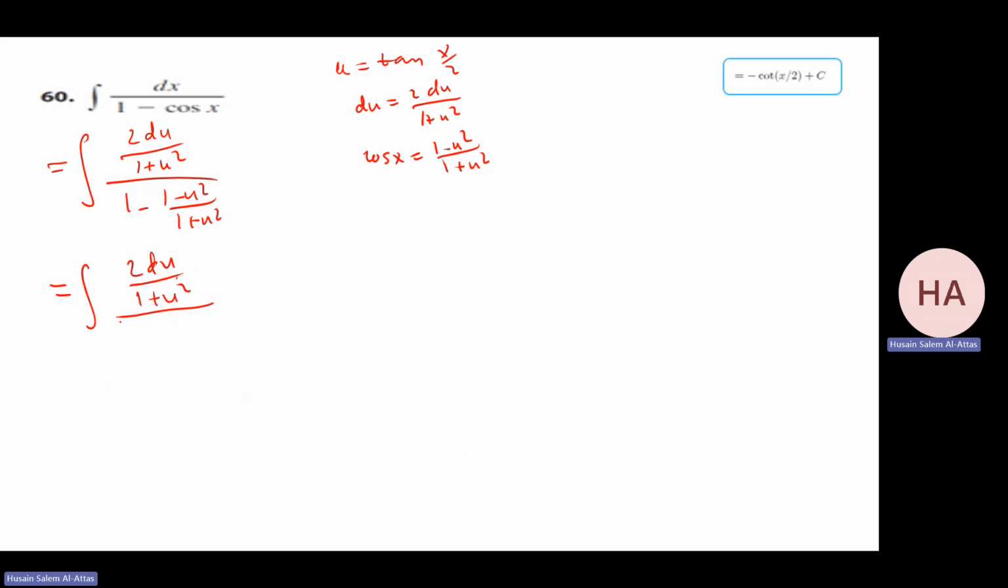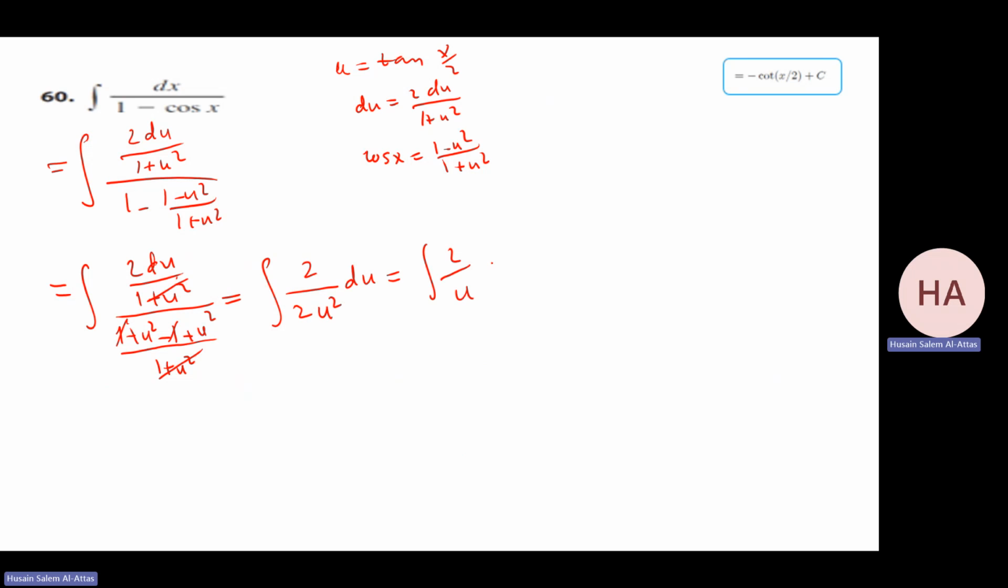That will be 1 plus u square minus 1 plus u square over 1 plus u square. This is cancelled. This is cancelled. I have what? 2 over 2u square du.